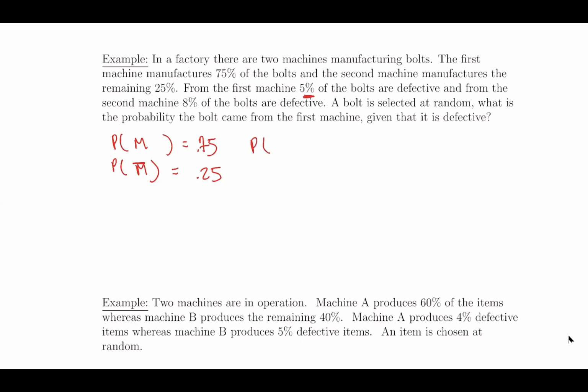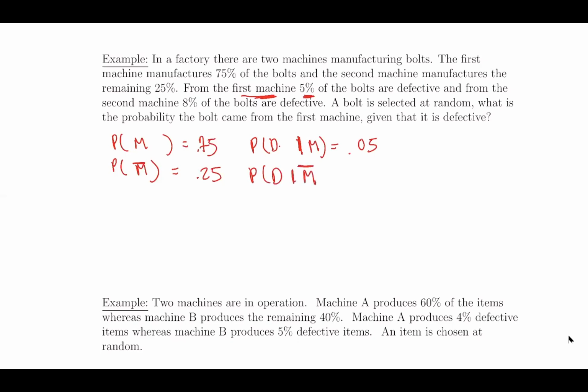All right. So let's go ahead and do the 5%. The 5% represents the first machine. It says from the first machine, 5% of the boats are defective. So we're gonna say the probability of defective given they came from the first machine is 5%. So we'll put 0.05.